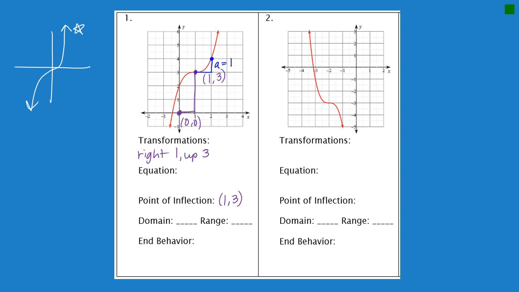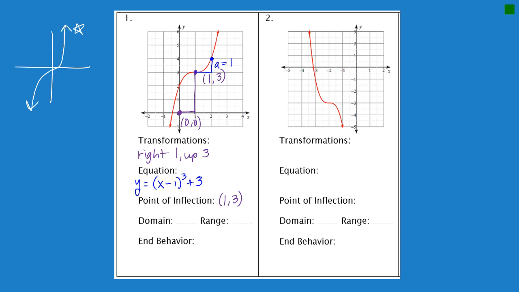So now I can skip to my equation. I don't have a negative because it's not reflected. I don't have an a value that I need to write because it's 1, which is the same as the parent function. So now I can go straight to, it goes right 1, so I'm going to use x minus 1, and then up 3.